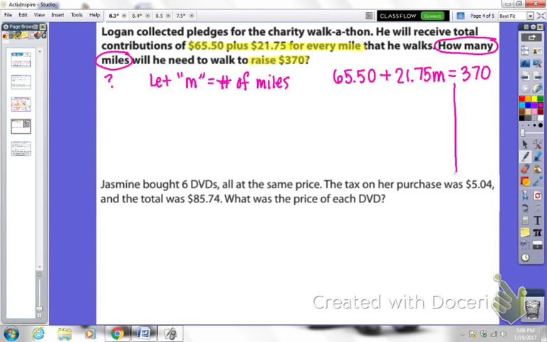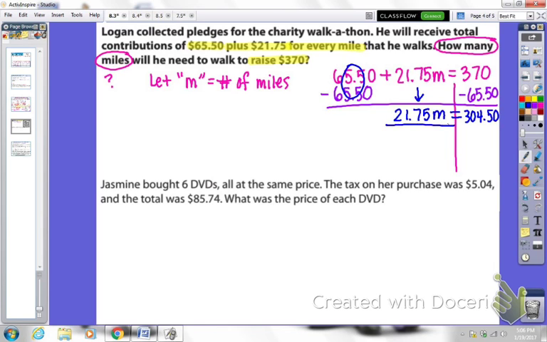All right, then to start solving this, I want to subtract what he already got from both sides. And this part makes 0, so you bring down your 21.75M, set it equal to, once you do the subtraction, you get 304.50. Second step is to divide by 21.75 from both sides. So the number of miles is equal to 14.